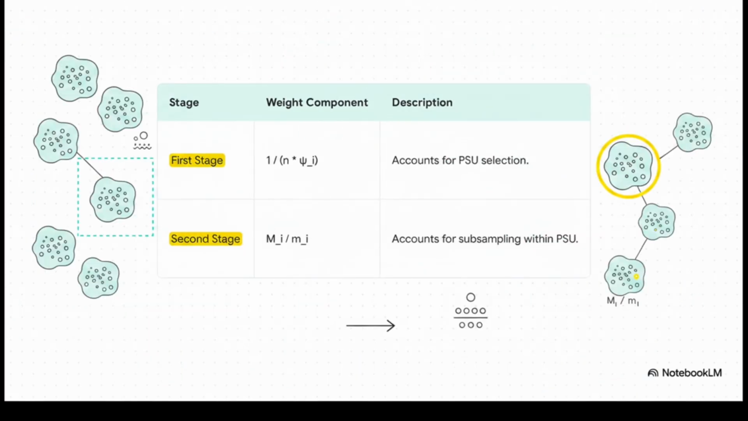Now for a two-stage design. The final weight for an individual is simply the product of two different parts. The first part is that same group level weight we just saw, which accounts for the chance of picking the group itself. The second part is new. It's the weight from within the group, which is the total group size divided by our subsample size. You just multiply those two together, and that gives you the final weight for each person you surveyed.